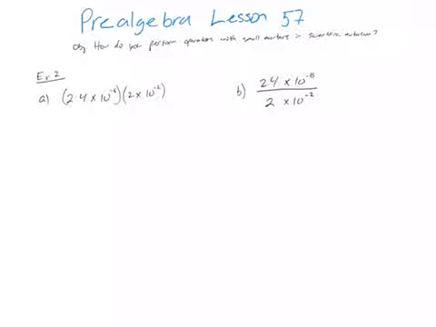Hello, Prealgebra students. This is lesson 57. Our objective is how do you perform operations with small numbers in scientific notation.